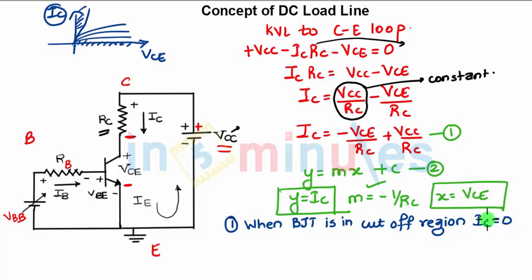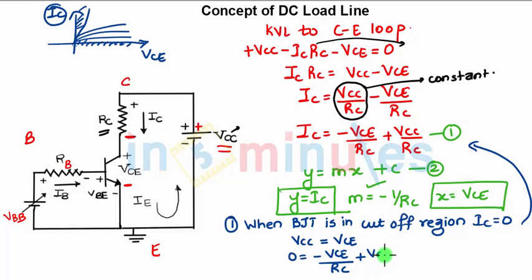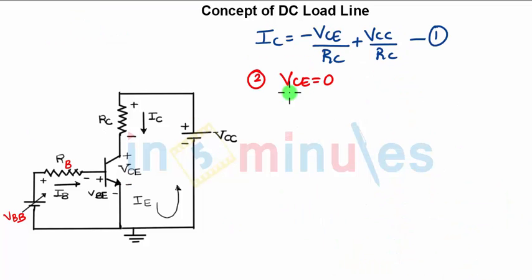So if the value of IC is 0 and I substitute it in equation 1, what will I get? I will get VCC equals VCE. How? If I substitute IC equal to 0, the equation will be minus VCE upon RC plus VCC upon RC. So VCC upon RC equals VCE upon RC. RC will be cancelled and you will get VCE equal to VCC.